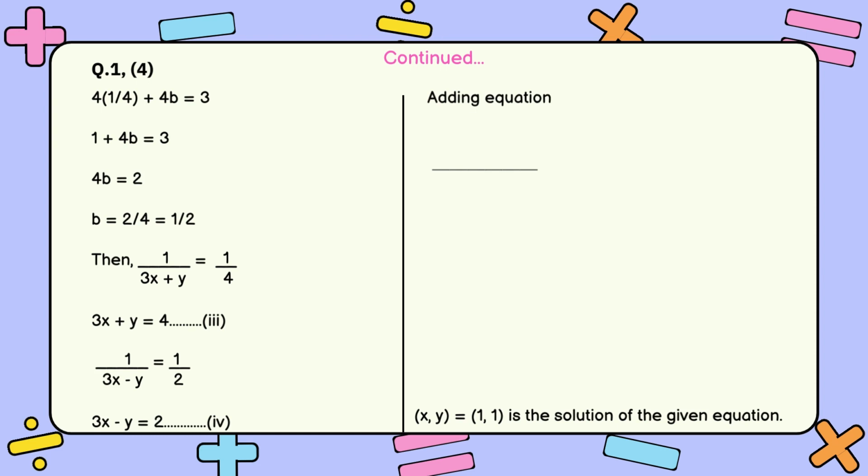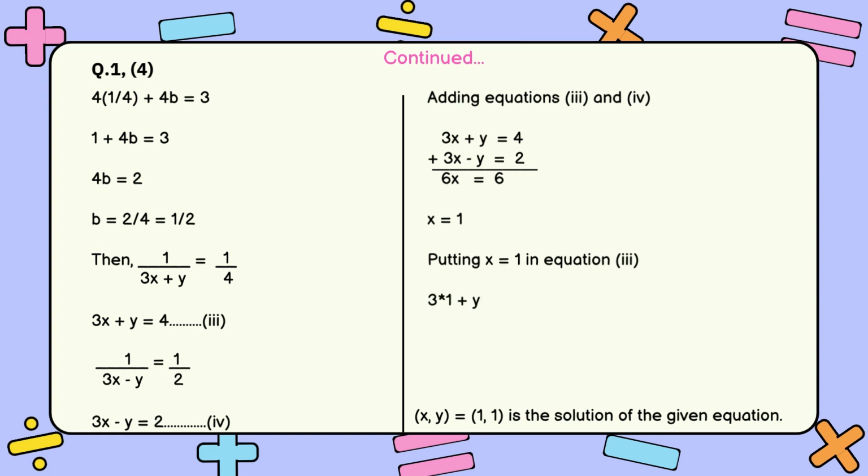We add these two equations and cancel out the y, and we get 6x is equal to 6. And then we get the value of x as 1. Substituting the value of x as 1 in equation 3, we get 3 plus y is equal to 4, and therefore y is equal to 1. So x and y is equal to 1, 1 is the solution of the given equation.